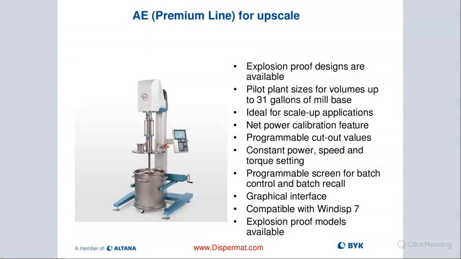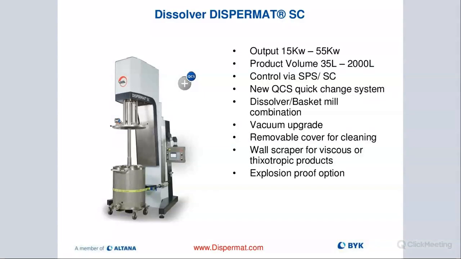And then we obviously have the same logic here. We want to give you a lab unit that you can then upscale to pilot, and it would function exactly the same way. And then from there on, you can also upscale to production if that's something that you are interested in. So here we have the Dispersion SC, which is our production scale unit. We can go all the way up to 2,000 liters of product.